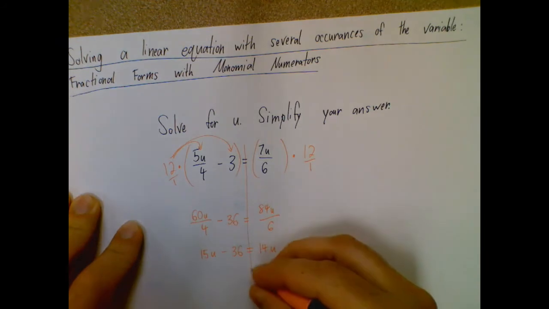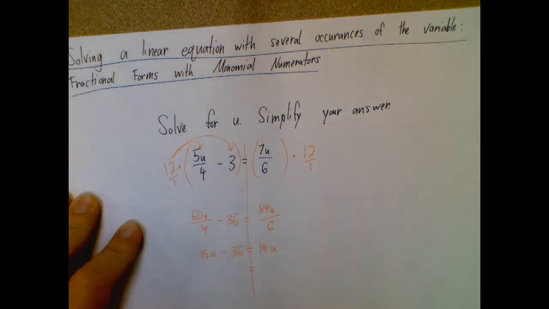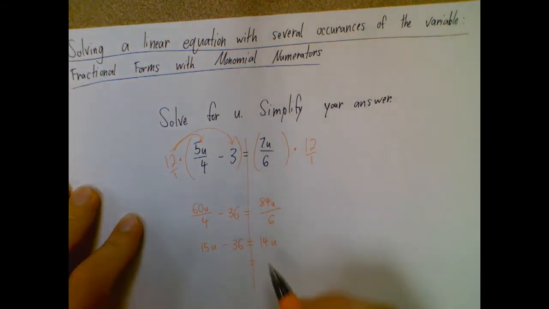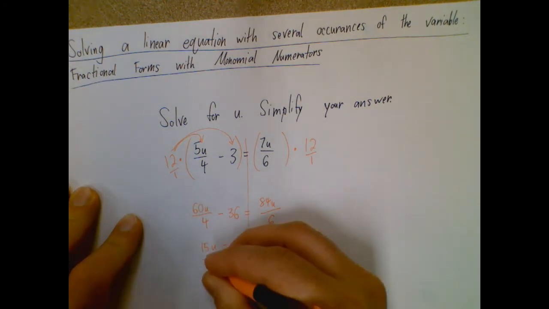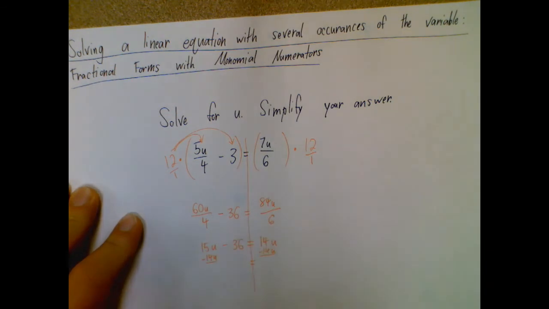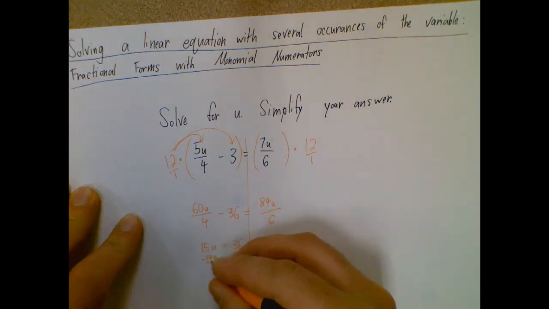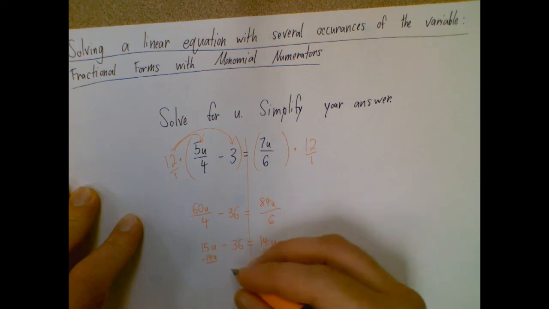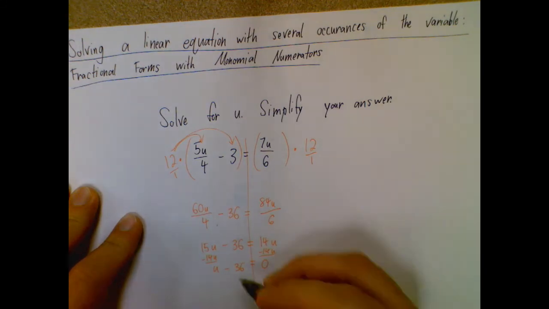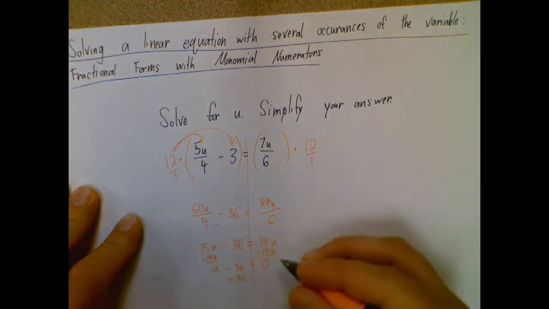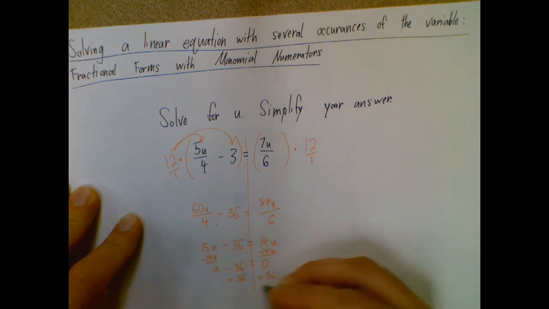So I need to get all my u's to one side so I can solve for it. So I'm going to go ahead and subtract 14u from both sides so I can keep them positive. And I end up with 15 minus 14, excuse me, u minus 36. And then on this side I get a 0. And I want to get that u by itself, so plus 36, plus 36. I end up with u equals positive 36.